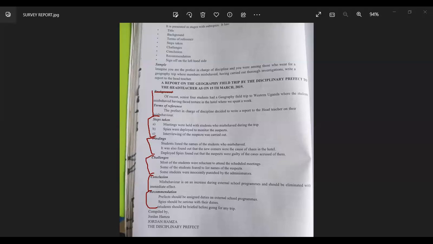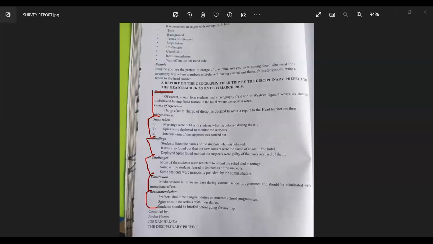This person is telling us meetings were held, spies were deployed, interviewing of the suspects was carried out. Then under findings, you mention that students listed the names of the students who misbehaved. It was also found out that the newcomers were the cause of the chaos in the hotel. And then deployed spies found out that the suspects were guilty of the cases accused of them. Those are your findings. That is the information you have found out. Those are the conclusive remarks.